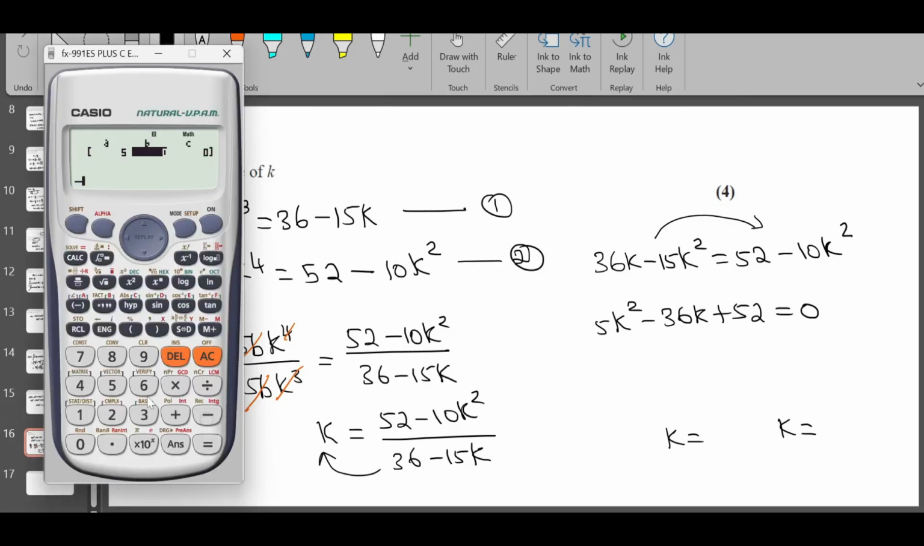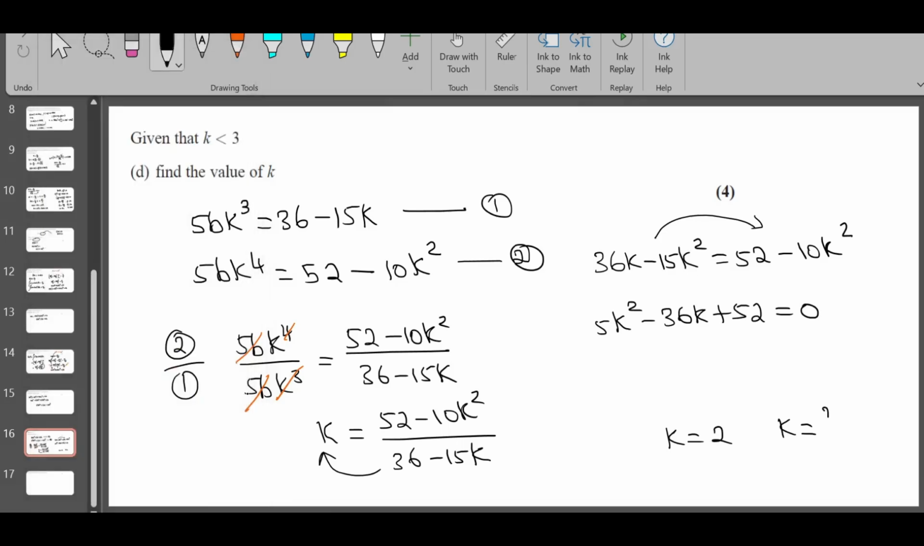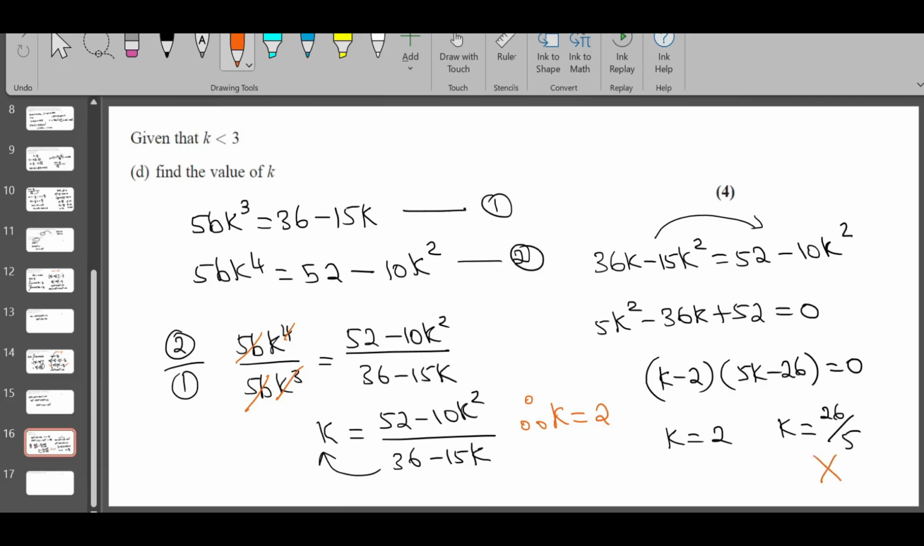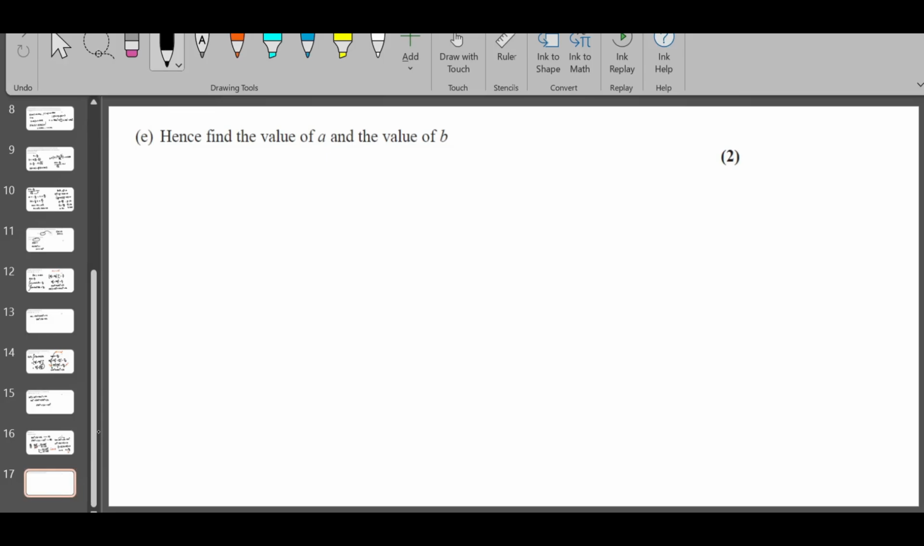5 times 52 is 260, and the factors are 26 over 5 and 2. So you write a step: k minus 2 times 5k minus 26 is 0. Finally write, therefore k is equal to 2. You ignore this number, that's bigger than 3. That's all. Let's move on to the last part. It's just a 2 mark question.